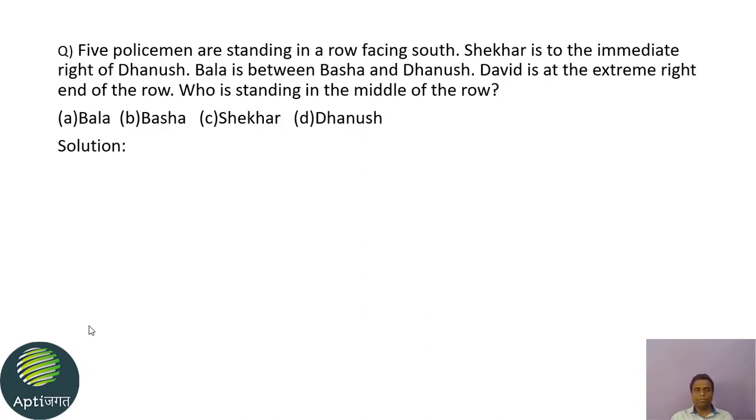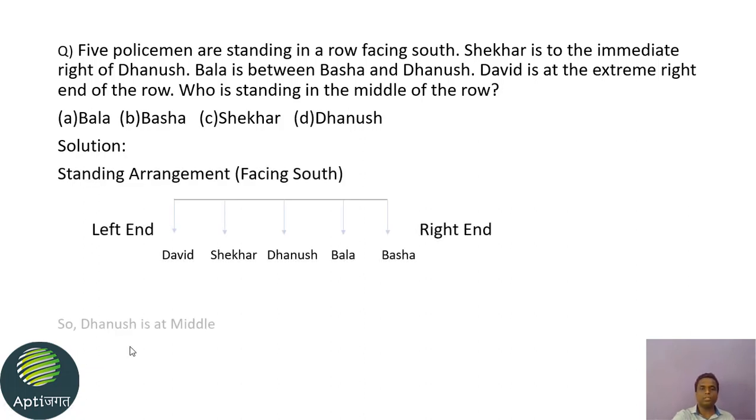See, five policemen are standing facing south. Okay, that means they are standing adjacent to each other. Now this is an order arrangement based question, meaning we have to rearrange the given information and finally conclude what is asked. Shekhar is at an intermediate position. Among the five, the third position is the middle, right? So we will write the third position.